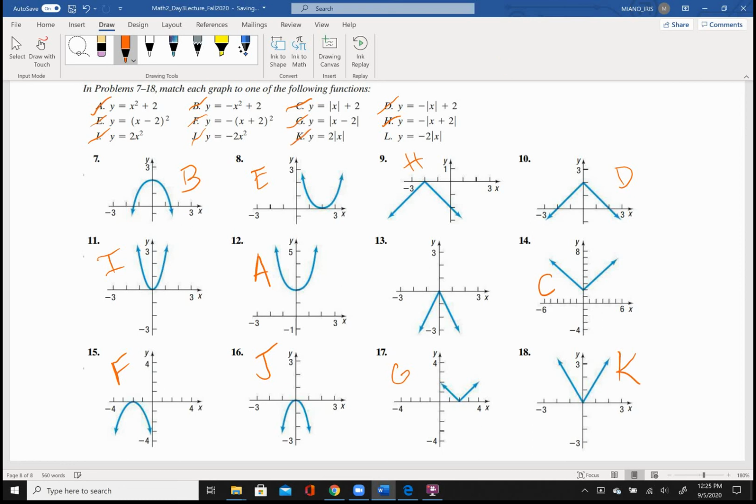And lastly, we can go by process of elimination. We have a skinnier or compressed V shape, but it's upside down. That's going to be our 13, and luckily that's the last one that's left.